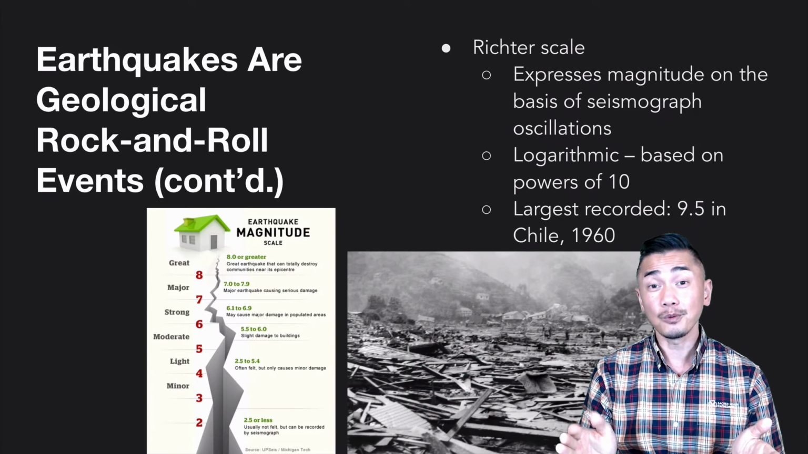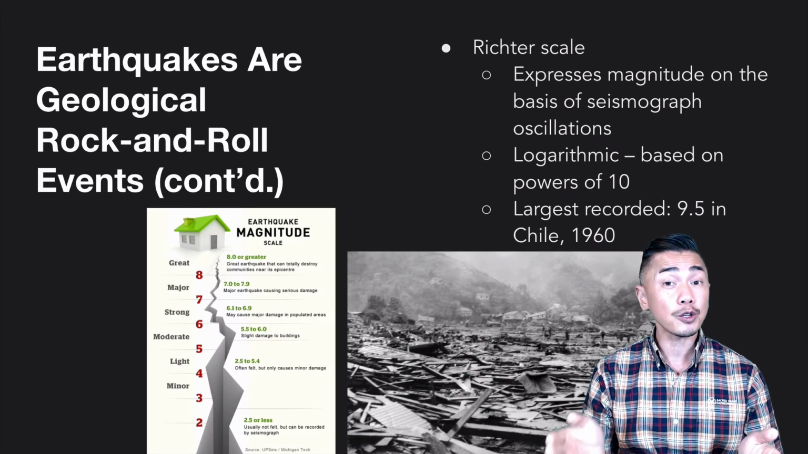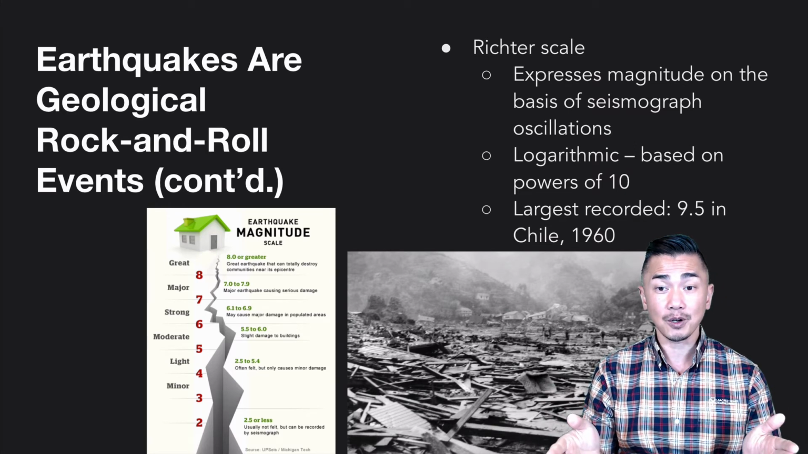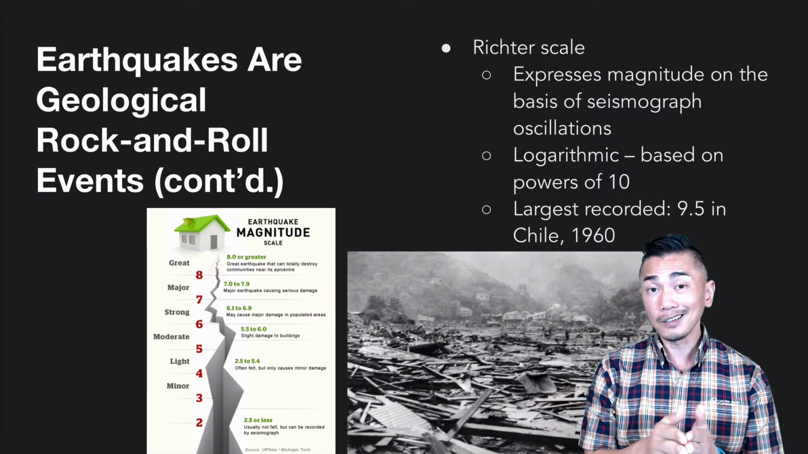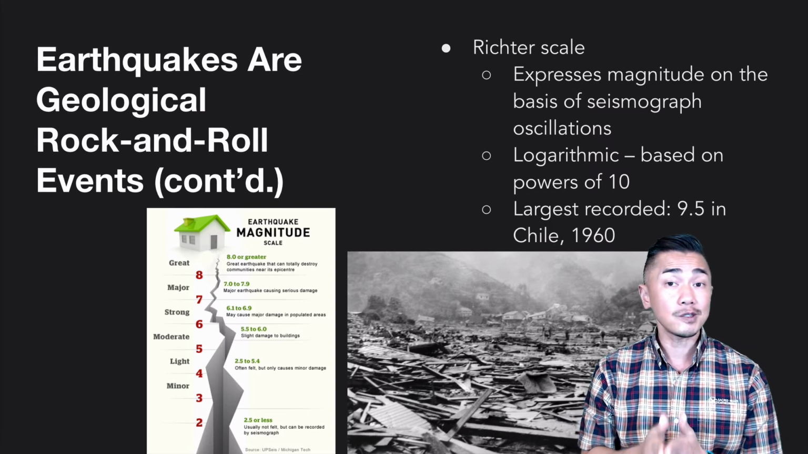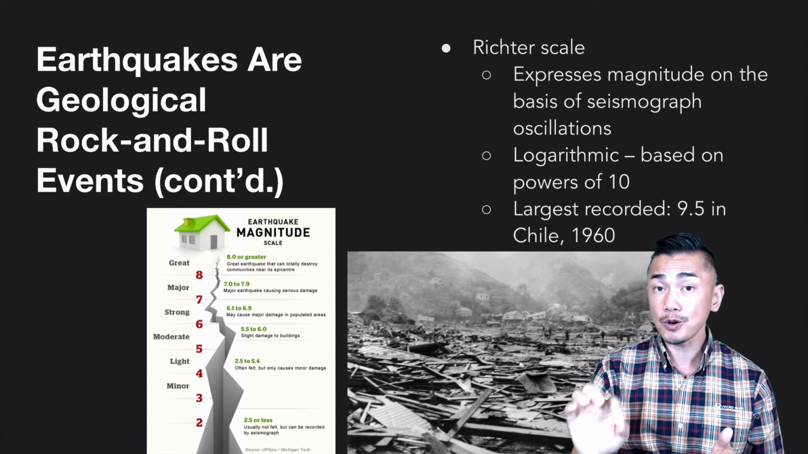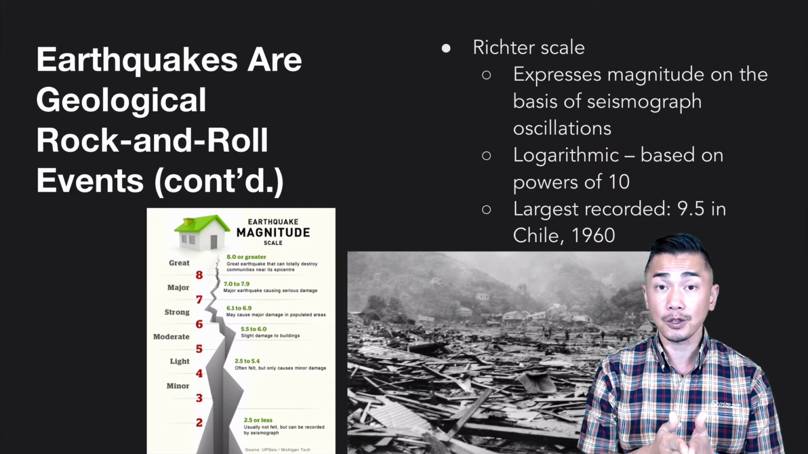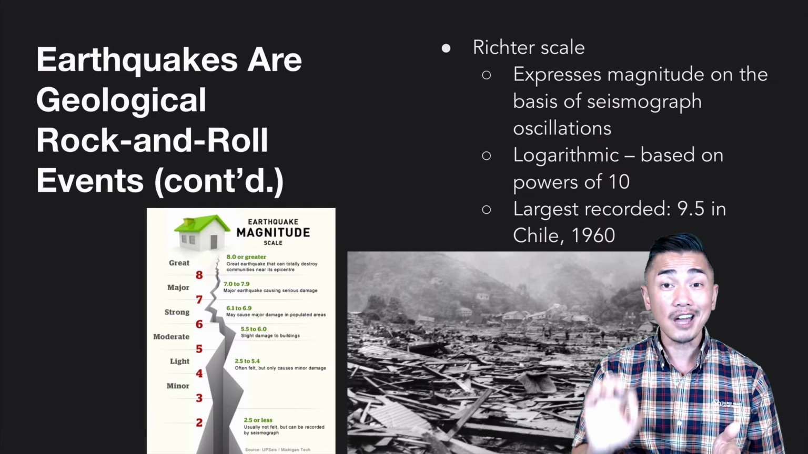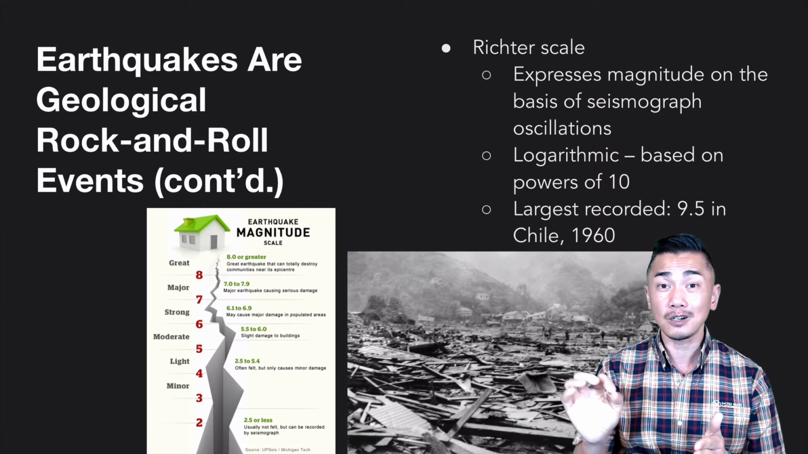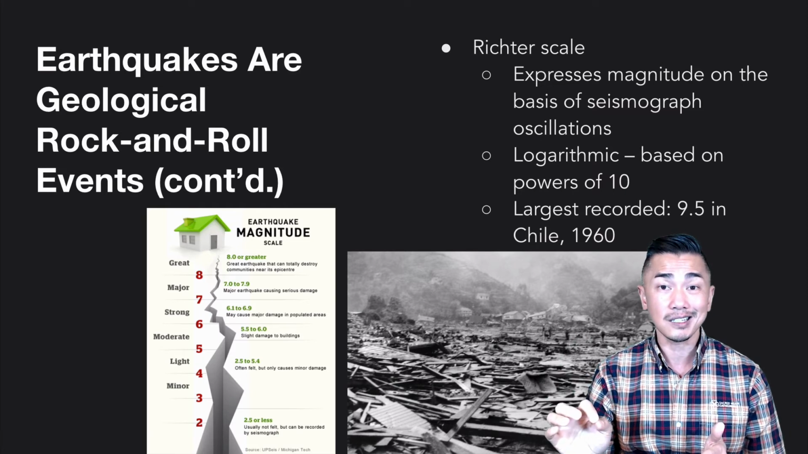The Richter scale was created to express earthquake magnitude based on the readings of a device called a seismograph. The Richter scale is logarithmic or based on powers of 10. For example, a 7.0 earthquake is 1,000 times stronger than a 4.0 earthquake. The largest ever recorded earthquake was a 9.5 earthquake that occurred in Chile in 1960.